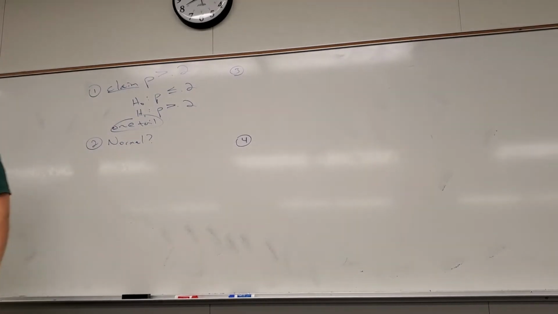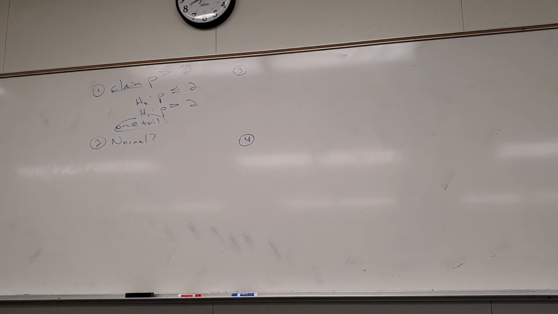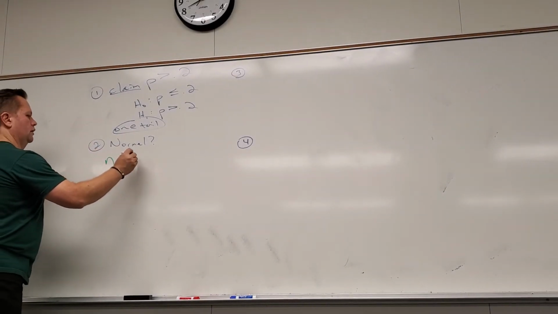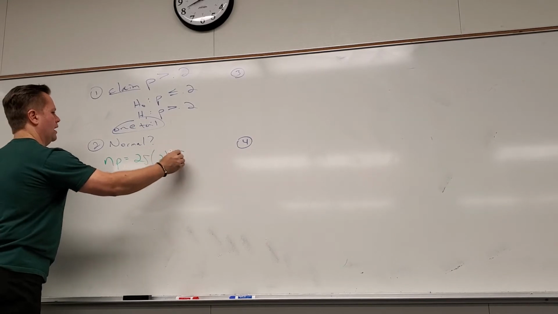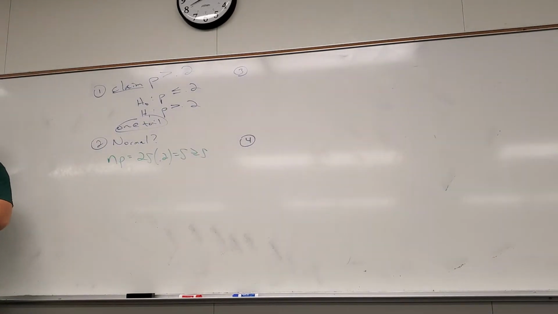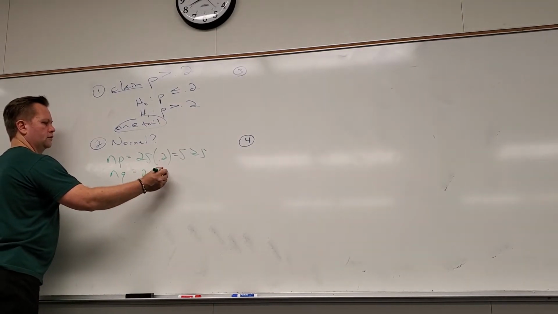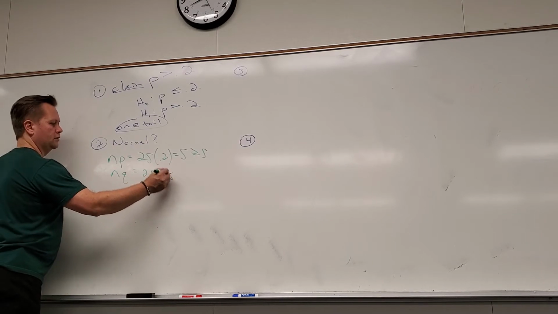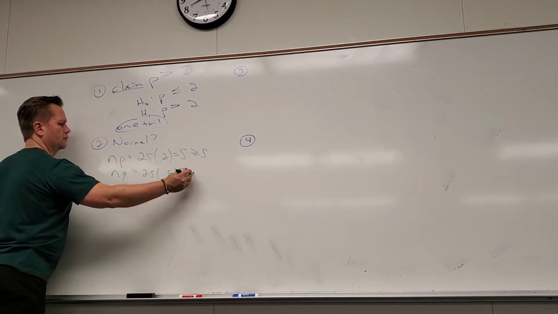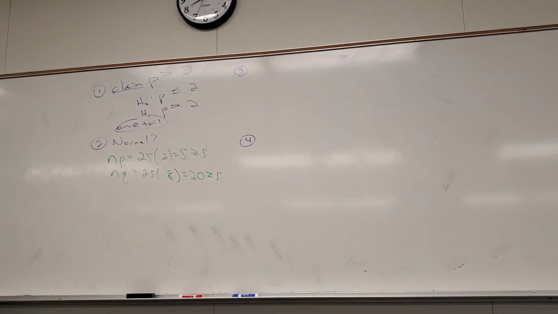This is normal. What do I check? Now you'll see why I said 25 times. np, which we sort of already calculated, right? It's going to be 25 times 0.2, which is 5, which is at least 5. So if I would have done less than 25, it would not have been normal enough. And what's nq? 25 times 0.8, that's 20, and that's at least 5. You guys with me? That's the check to make sure that it's normal enough.